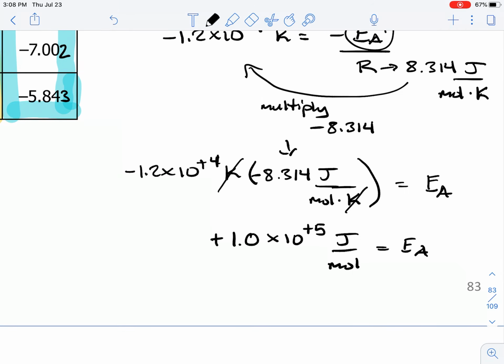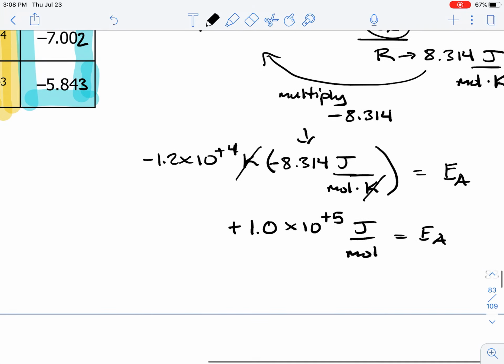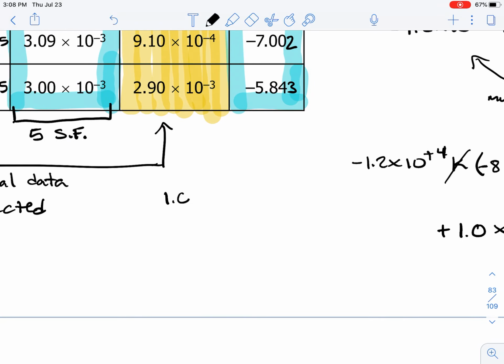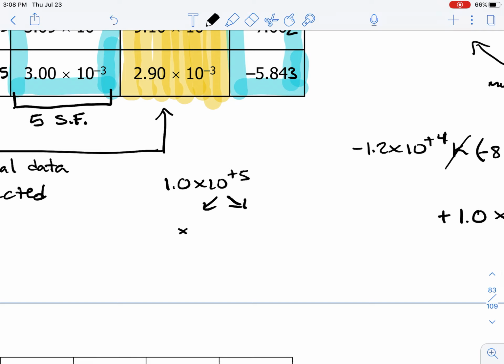And so if you leave this as your final answer, then that's okay. However, if the question were to ask you to express it in kilojoules, how would you do that? Well, if you guys recall, kilo is 1,000, or times 10 to the positive 3. So what you can do is, I'll do this over here. I have 1.0 times 10 to the positive 5. You can break down this scientific notation into two terms, times 10 to the positive 2, and then times 10 to the positive 3.